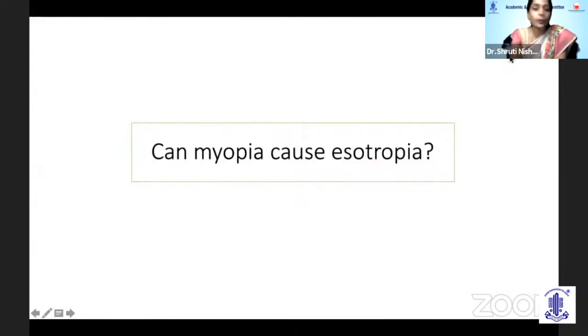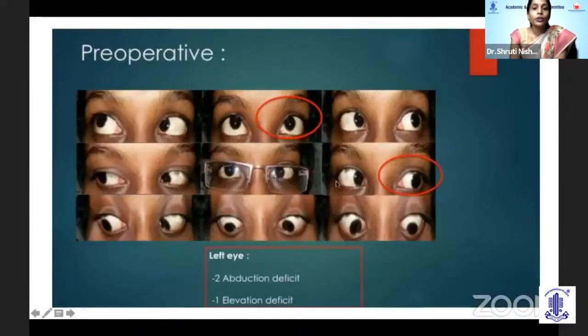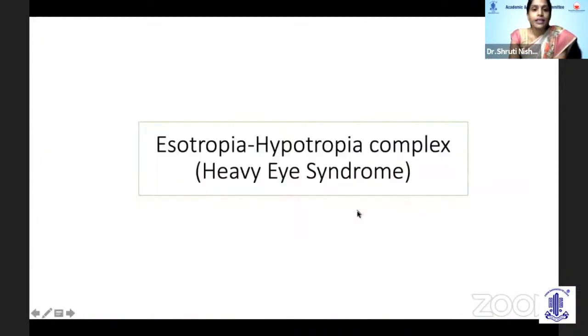All right, so this is going to be my last topic. Can myopia cause esotropia? We've seen how myopia causes exotropia. Can it cause esotropia? We'll see with a case again. This is a 22-year-old girl who came with right eye -5.75, left eye -14.5 diopter. Here you can see she has an esotropia with a hypertropia with a limited abduction and a limited elevation. On MRI, you can see that the superior rectus is nasalized and the lateral rectus is inferiorized. So this is nothing but the heavy eye syndrome or the esotropia hypertropia complex seen in myopia.